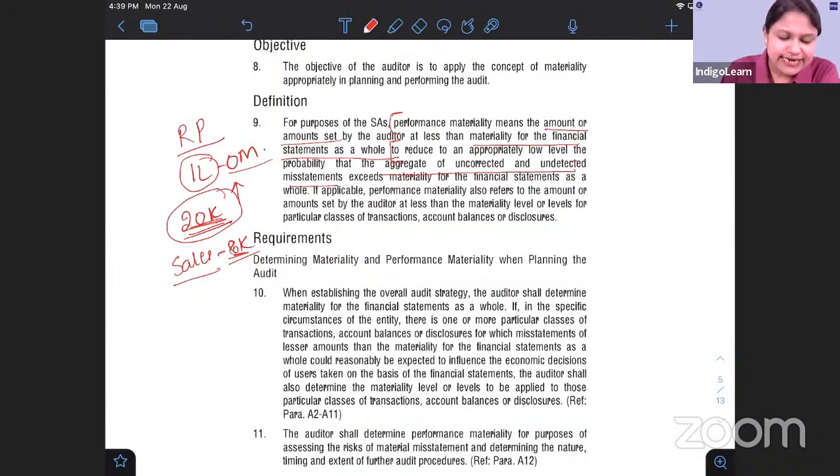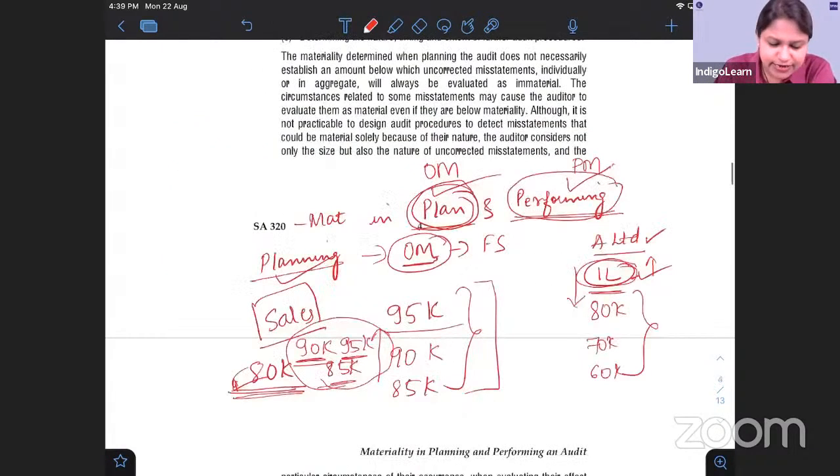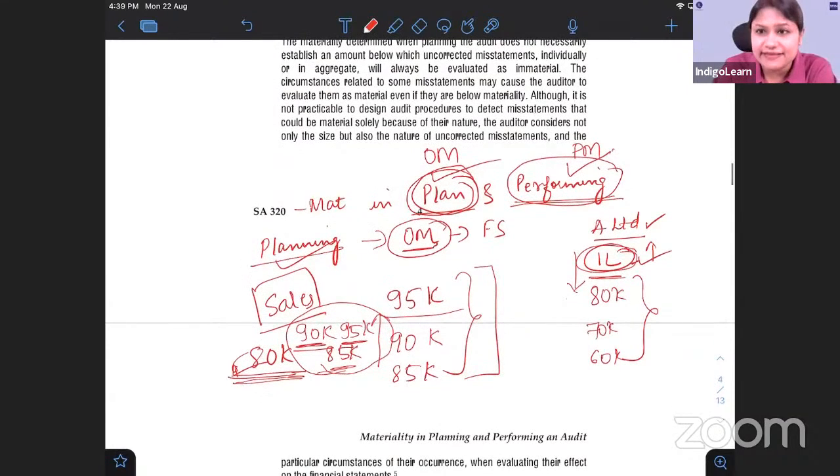Got it? So they are telling we are trying to reduce the probability that these figures like 80,000, 85,000, 95,000, 90,000, if you aggregate them together, could cross your material level, which was set by you for the financial statement as a whole.